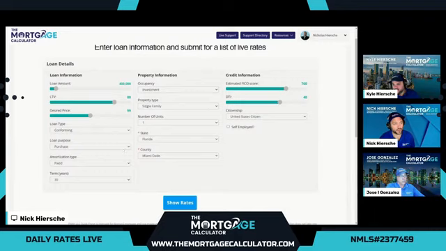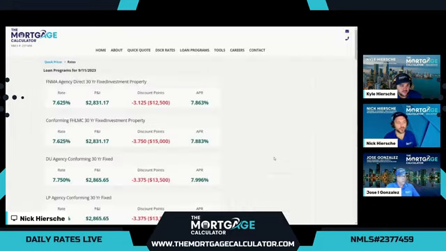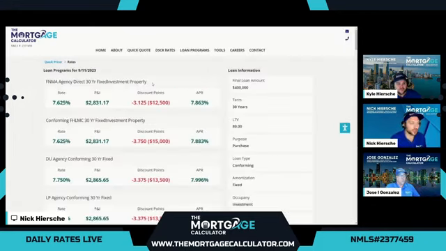So we'll set conforming. Everything else will stay exactly the same as all our demos. All we've edited here is the occupancy. So now we can see what adjustments the conventional programs have added for investment properties. So the best option here at the top, 7.625 rate, 3.125 discount points in cost, puts our final APR at 7.863. So it's a good option for our customers that want to qualify full doc conventional.